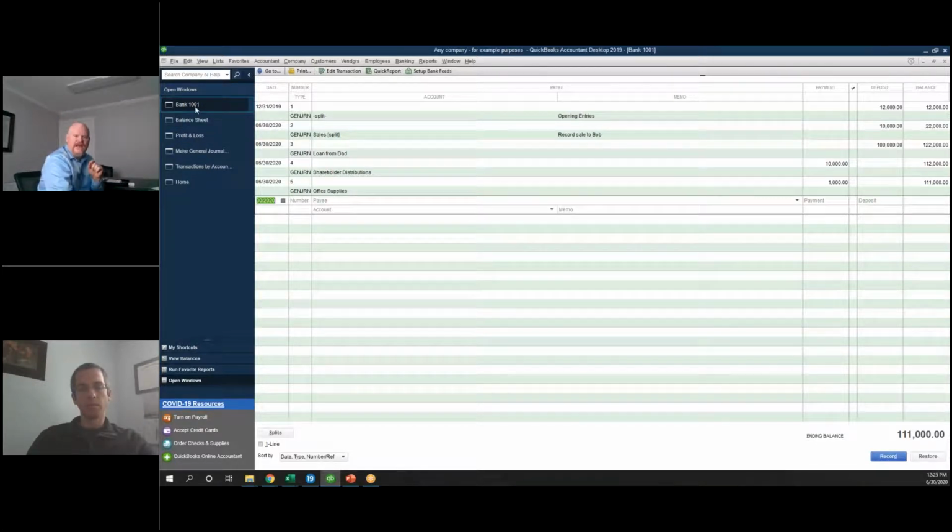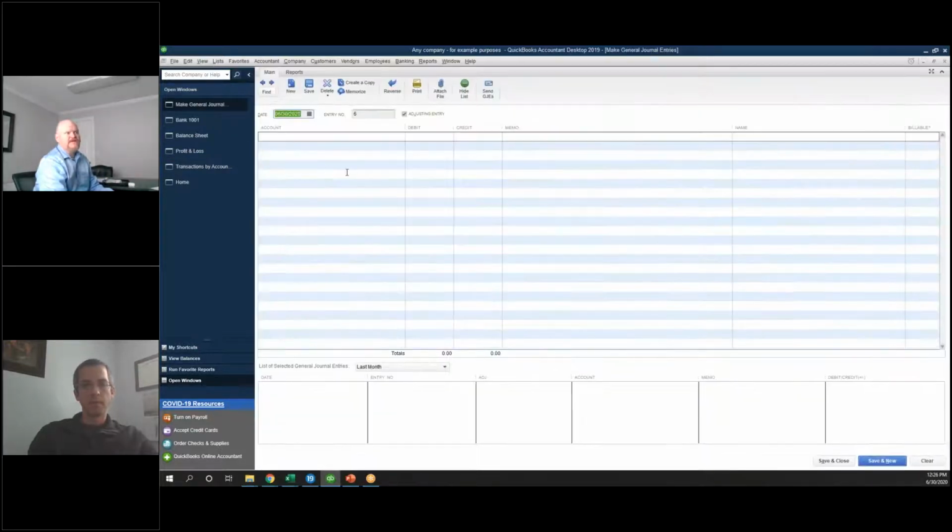Would you guys prefer that I do it out of the check register so it looks the same as what we're used to, or do you like the journal entry way? I like the journal entries.